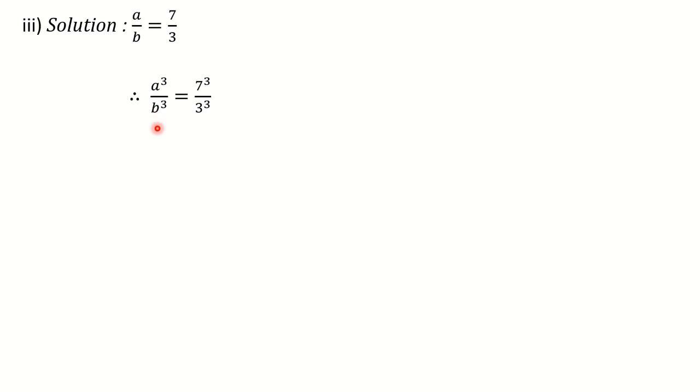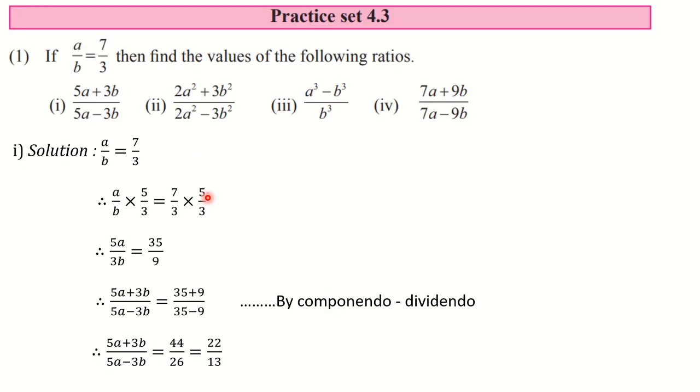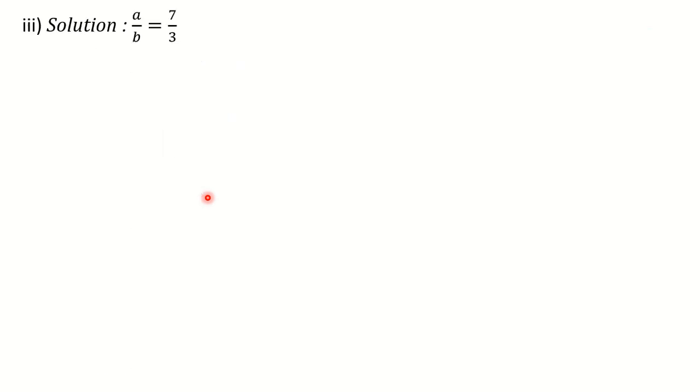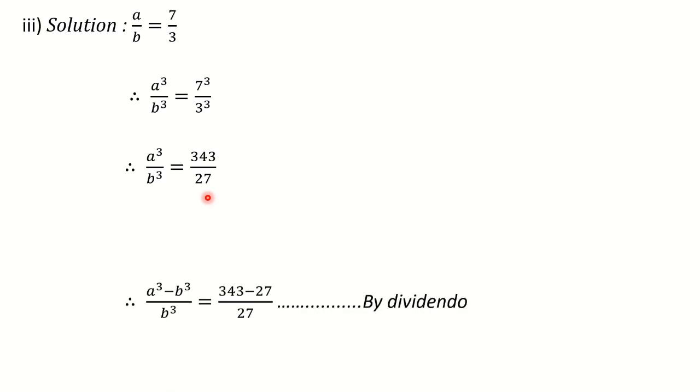a cube upon b cube is equal to 7 cube upon 3 cube, taking the cube of both the sides. Then we get a cube upon b cube is equal to 343 upon 27. Now just see the question here: a cube minus b cube upon b cube. That means we have to go for dividendo. So let us write down by dividendo.